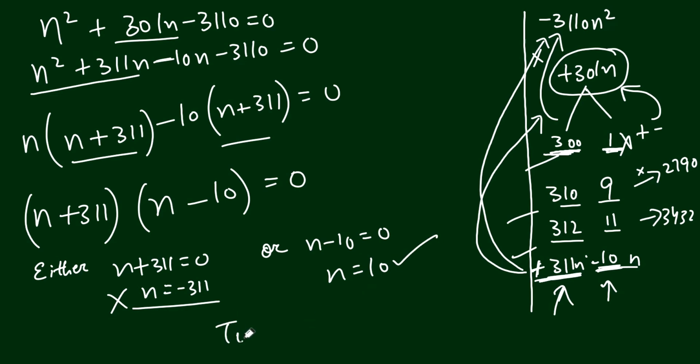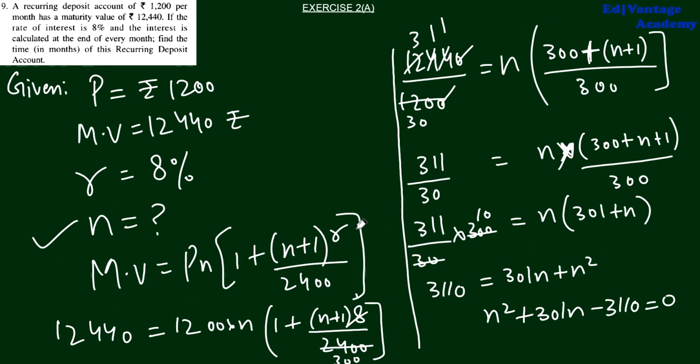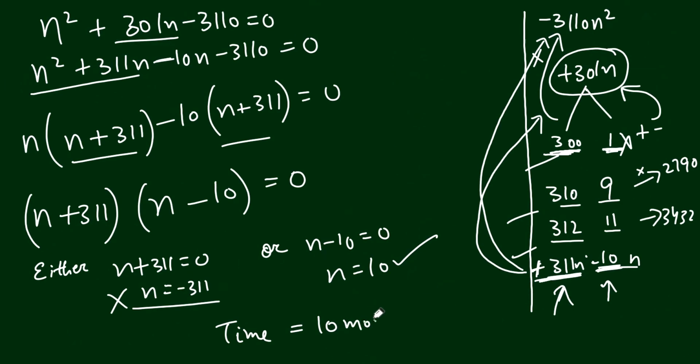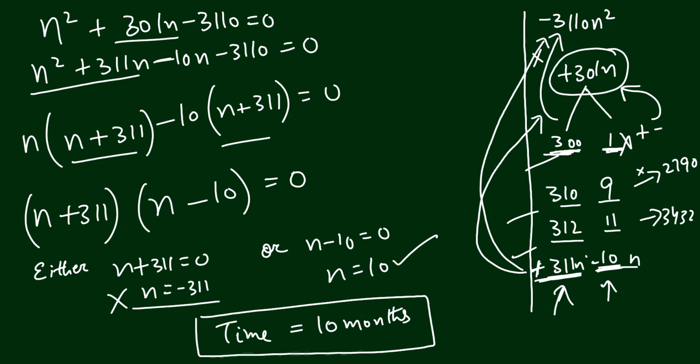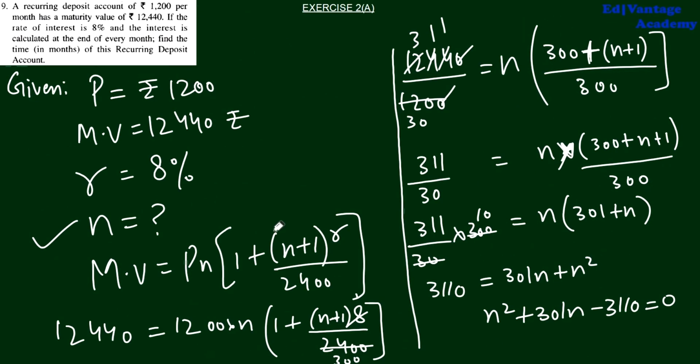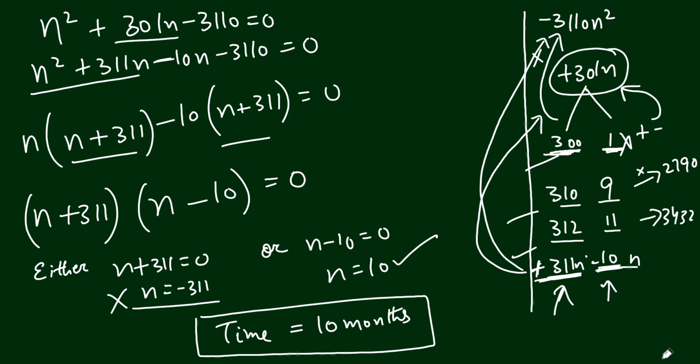Therefore, time is equal to 10. Will it be years or months? We know every time in the formula, everywhere when we substitute, n is in months. So this has to be months. So this guy is depositing 1200 for 10 months.